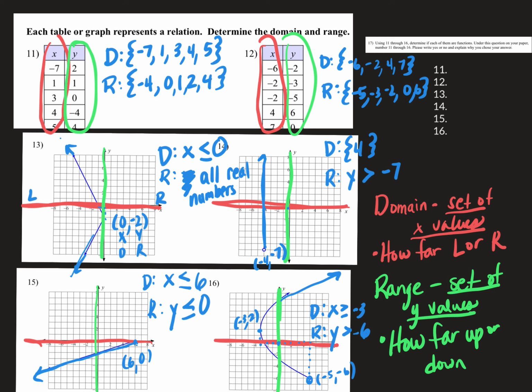Now for number 11, it asks if these are functions, and all we have to do is write yes or no. To be a function, I'm going to write that, hopefully, or you should write that as well. To be a function, it has to meet some conditions. First of all, no x values can repeat if you have a table. And second of all, if you have a graph, it has to pass the vertical line test.